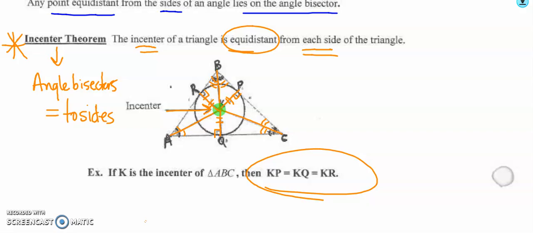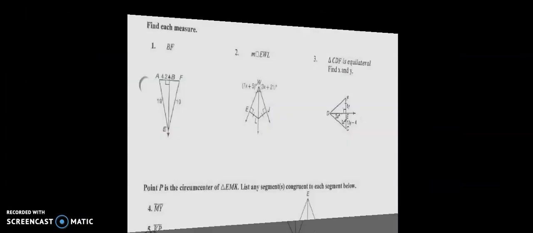So I hope you understand angle bisectors are the incenter when they meet. So the POC, or the point of concurrency of angle bisectors, is an incenter, and it's always equal to the sides. Equal, equal, equal. Not to the vertices, to the sides. So on to the next page is some examples.